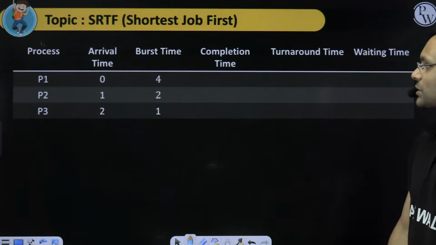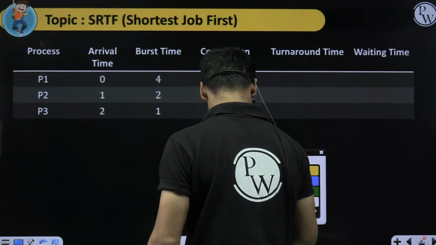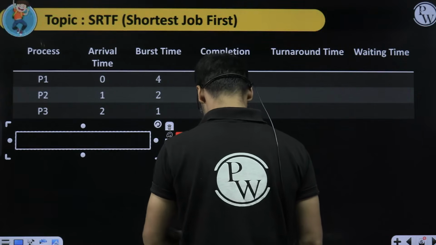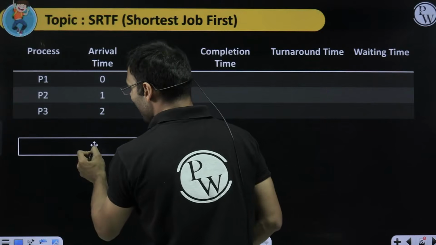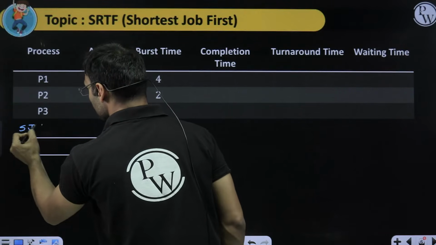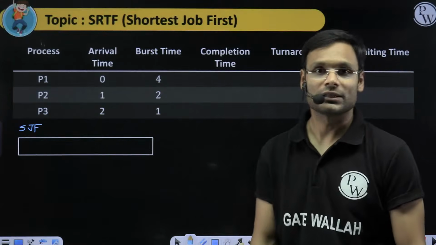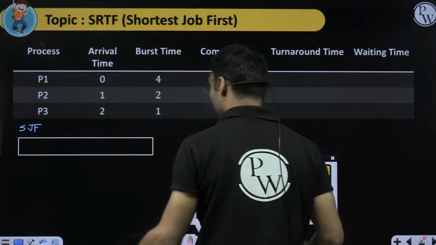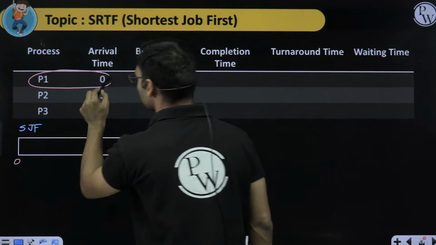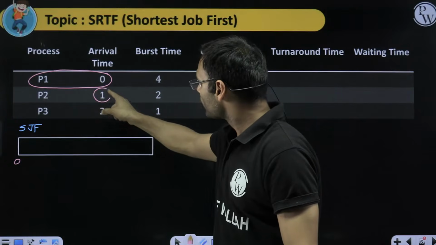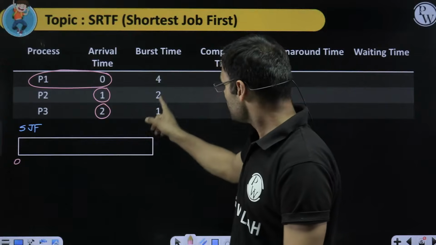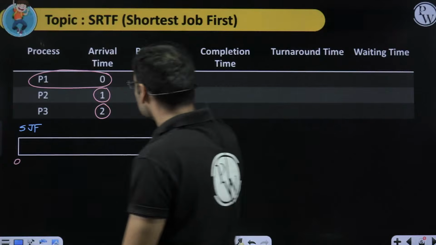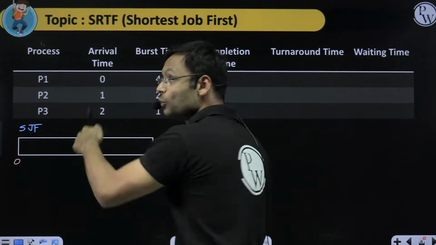Okay, let me give you a simple example. With this particular example, look at this. I will draw the Gantt chart for SJF first so that you can understand the difference. At time 0, only P1 has arrived. P2 will arrive at 1, P3 will arrive at 2, and these two processes are smaller than the first process P1. But still, tell me, at time 0, we do not have any other process.